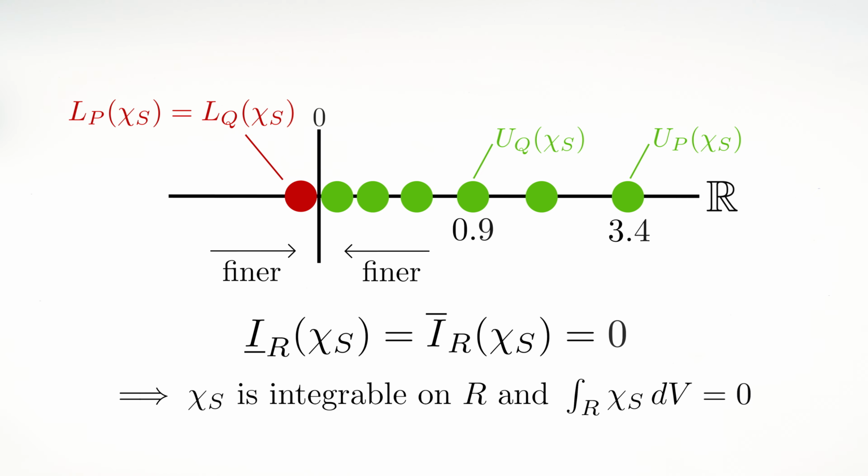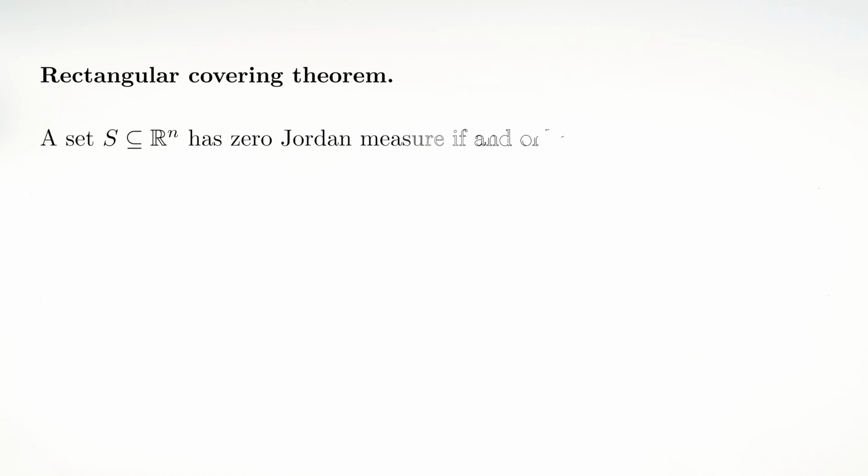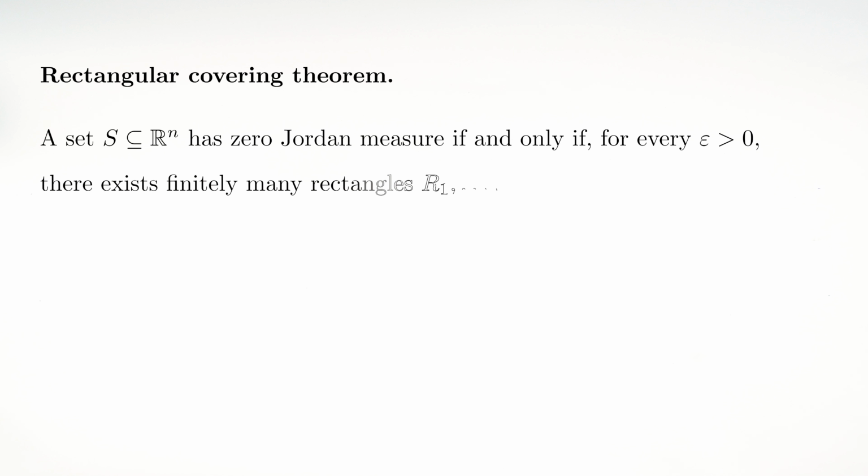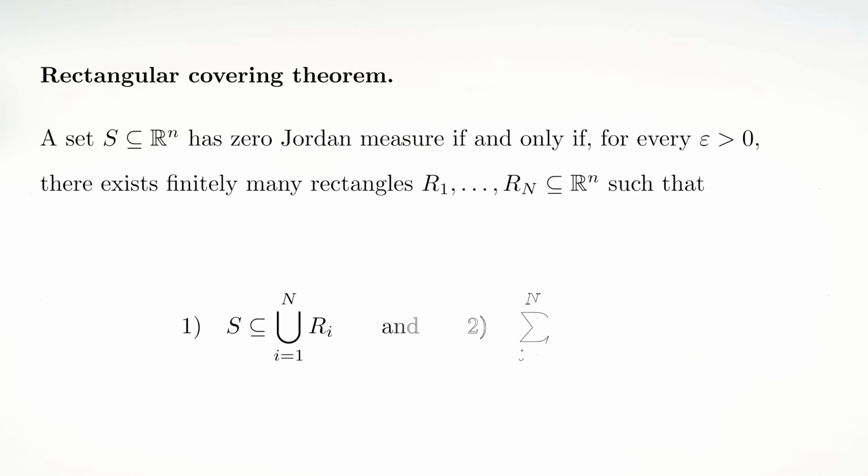Since we have illustrated our first method for showing a set has zero Jordan measure, let's move on to the second method, the rectangular covering theorem. A set S in n-dimensional space has zero Jordan measure if and only if, for every epsilon bigger than 0, there exist finitely many rectangles such that 1, the set S is contained in the union of the rectangles, and 2, the total volume of these rectangles is at most epsilon.